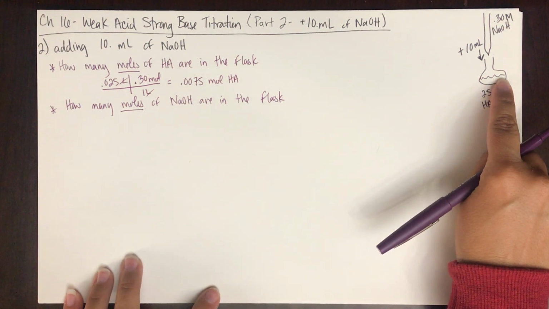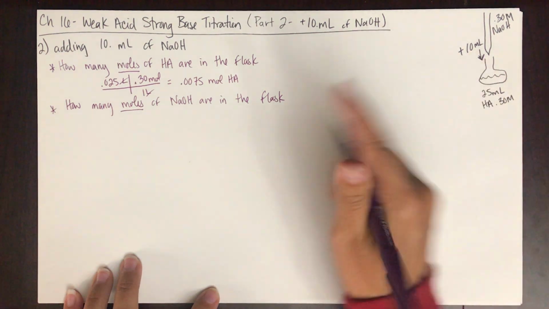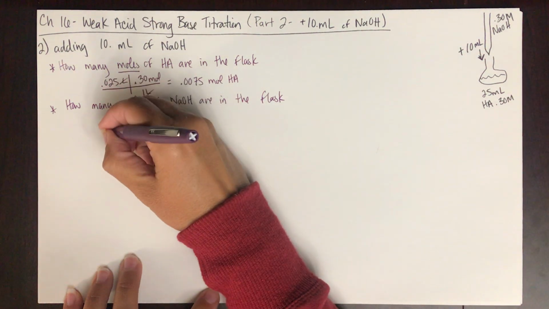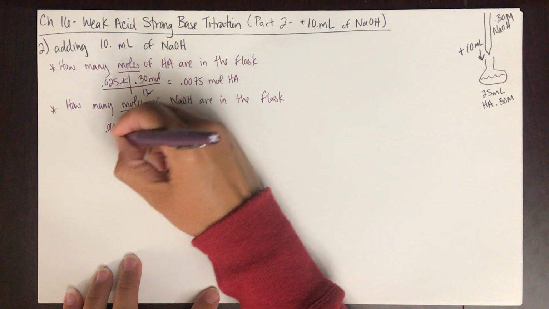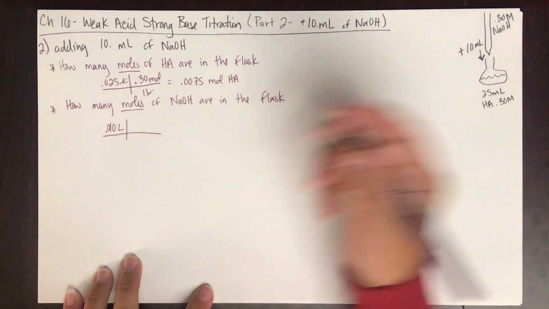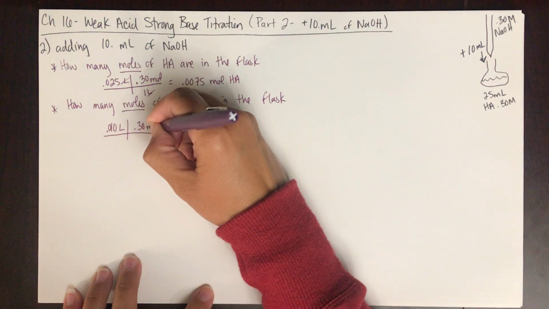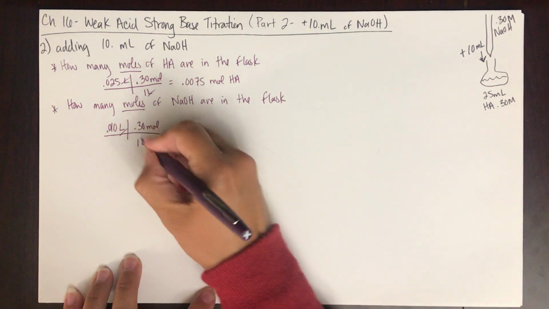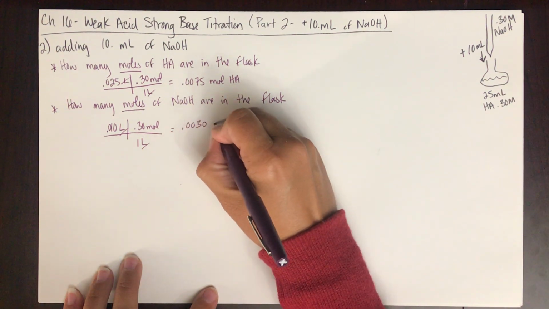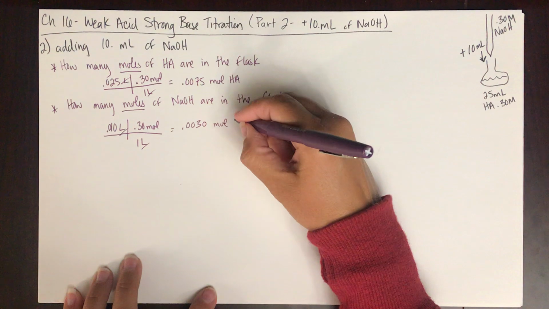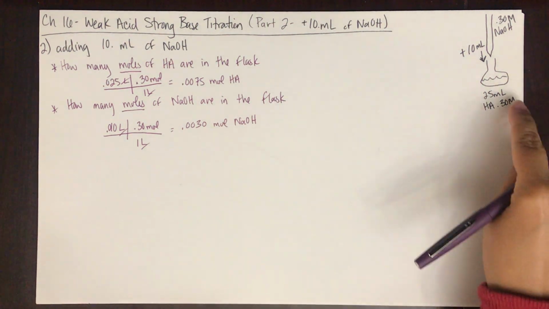Okay? So now let's see how many moles of sodium hydroxide are in this flask. I've added 10 milliliters. So again, I'm going to say 0.010 liters, 10 milliliters. And again, it's the same concentration, 0.30 molar. So 0.30 moles in 1 liter. That means I have 0.0030 moles of sodium hydroxide. Okay, so that's what's in here.